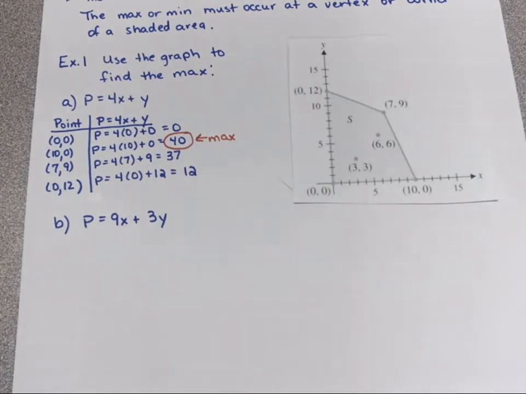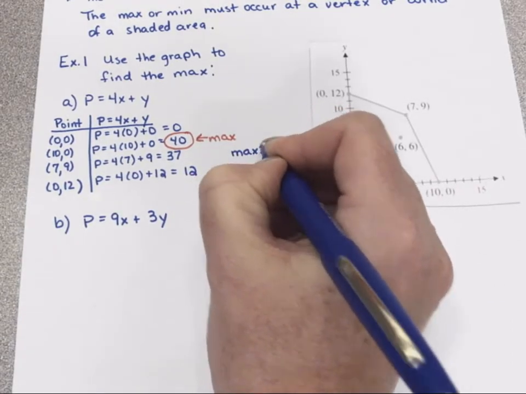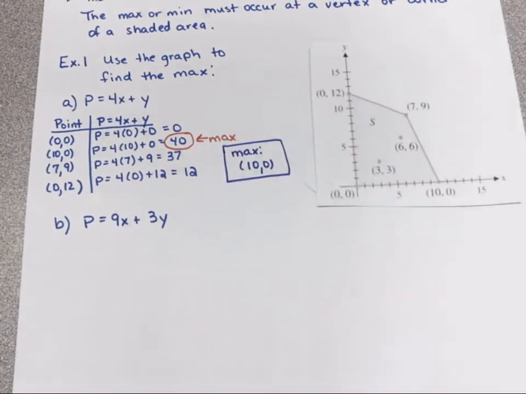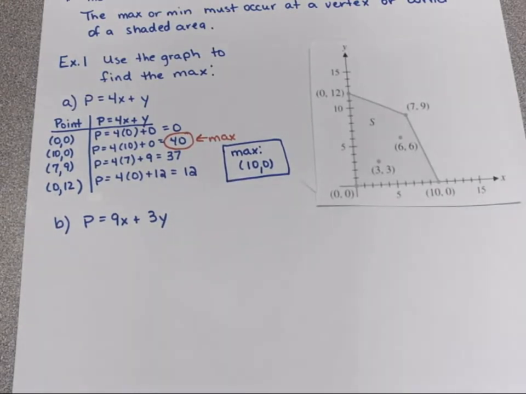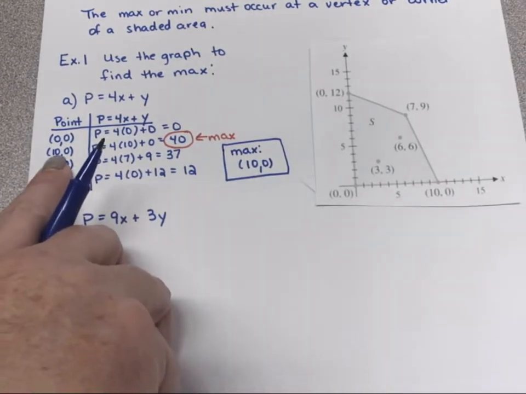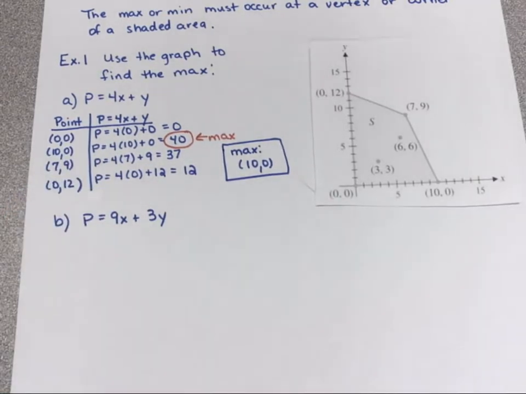So the answer for part A is that the max would be the point (10, 0). If this represented 2 different items we were selling, let's say hamburgers and hot dogs, at a concession stand of some sort, it's telling us that to make the maximum profit, we should sell all of one item and none of the other. So if x was hamburgers and y was hot dogs, it would be sell all hamburgers, no hot dogs.